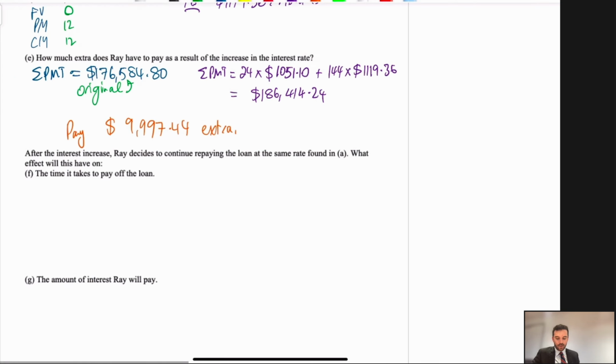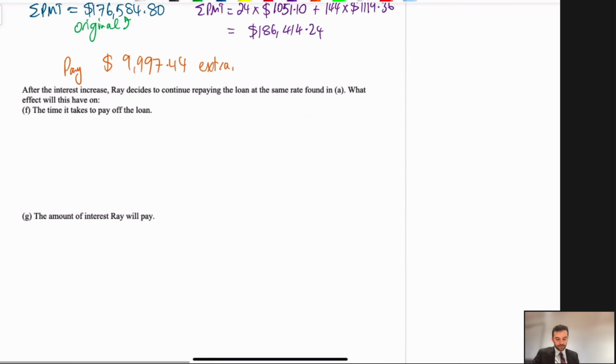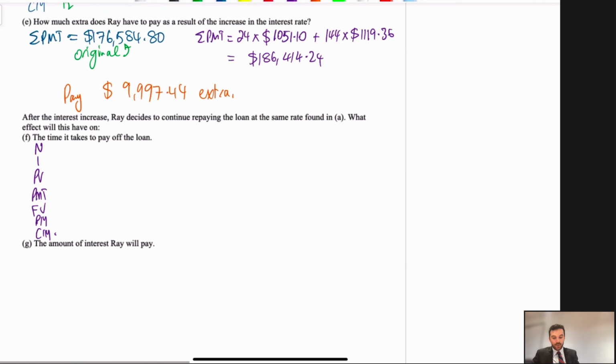After the interest increase, Ray decides to continue repaying the loan at the same rate found in A. What effect will this have on the time it takes to pay off the loan? What this is saying is we're going to keep that same repayment rate, and we're going to figure out the amount of time it's going to take to pay off the loan. Now the new rate is 7.1%.